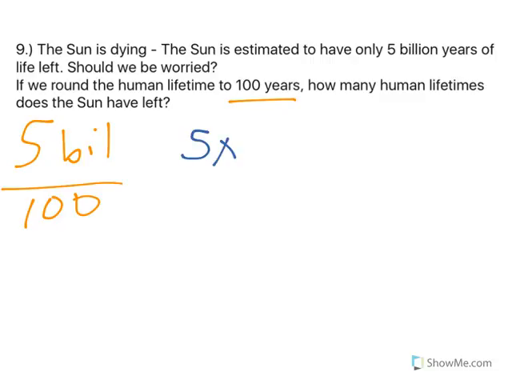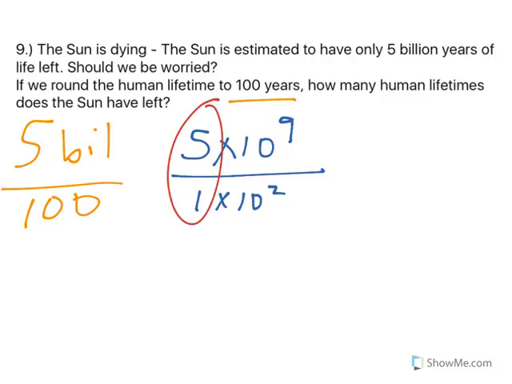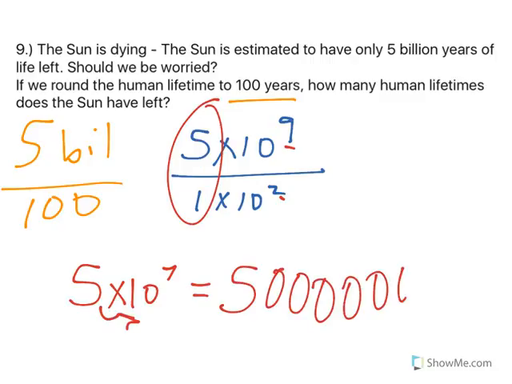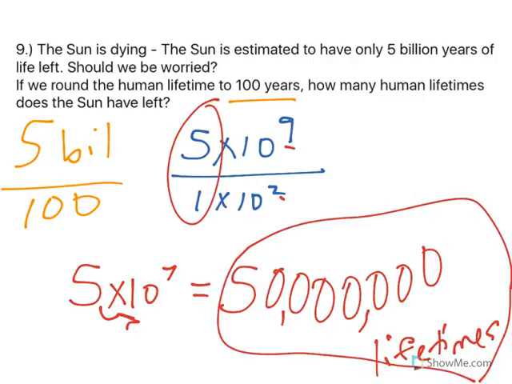Well, 5 billion, billion is 10 to the 9th. 100 is 1 times 10 to the 2nd. So when I divide this, 5 divided by 1 is 5. 9 minus 2 is 7. And if I move my decimal point 7 places to the right, 1, 2, 3, 4, 5, 6, 7, that's 50 million lifetimes. So assuming that you have a kid and each one of the kids lasts 100 years, 50 million of them can happen before the sun dies. So I feel like we're in pretty good shape in terms of the sun.